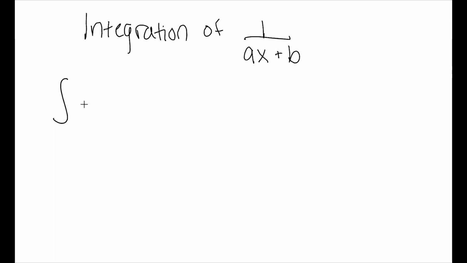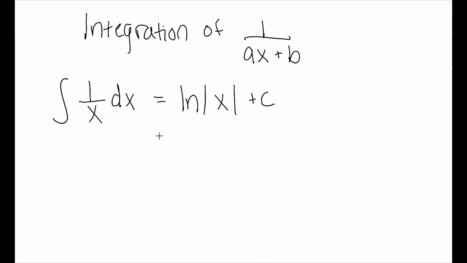The rule is, if I have 1 over x, it integrates to ln of the absolute value of x plus c. So I use the absolute value of x because you can't take the natural logarithm of a negative number. If you're interested in researching more about this, go ahead.